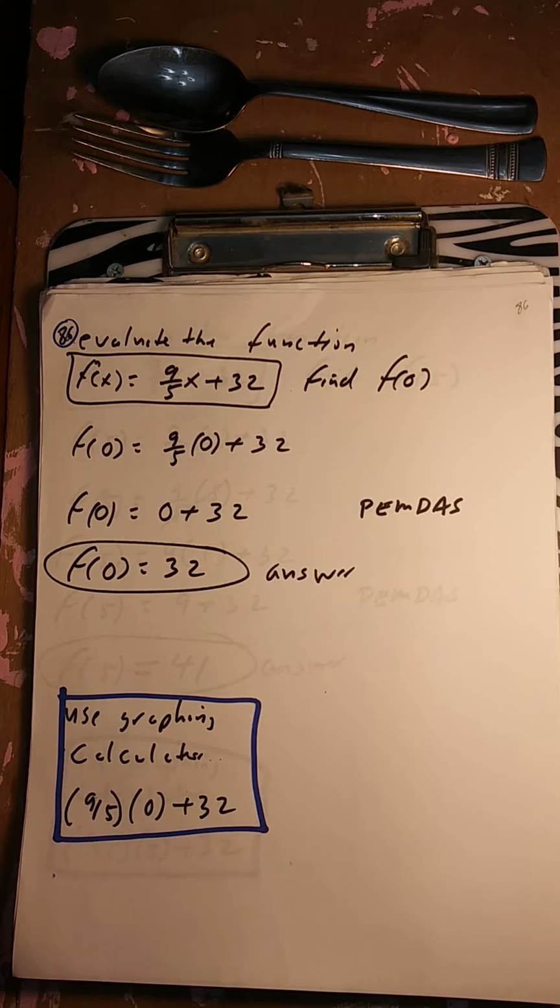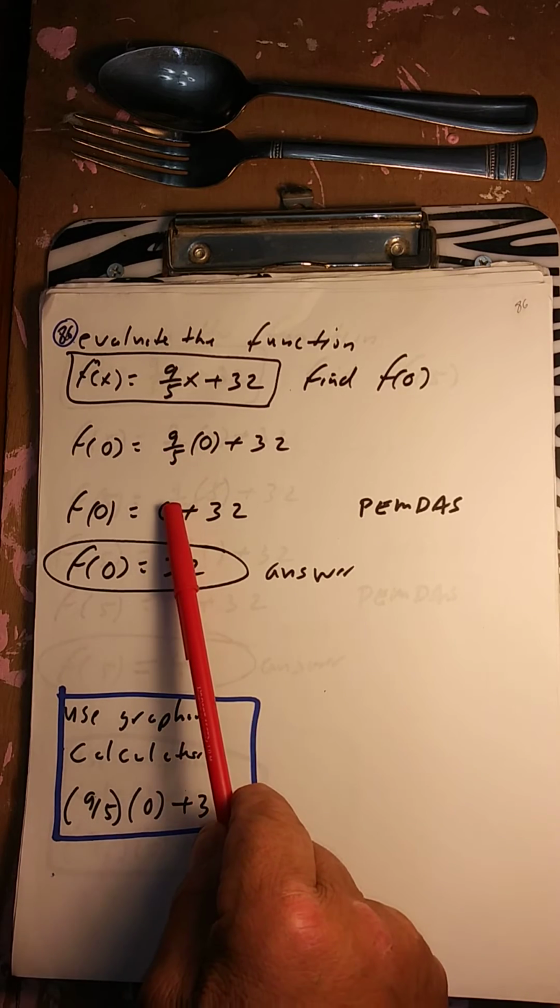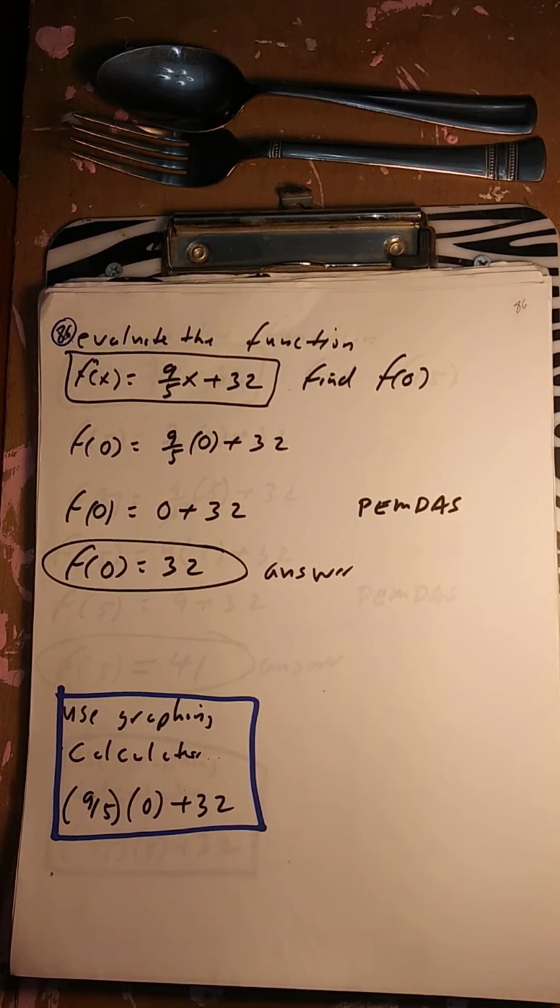Evaluate the function. F of 0. Put a 0 there. But you know, 0 times that is going to be 0. Plus 32 is still going to be 32.